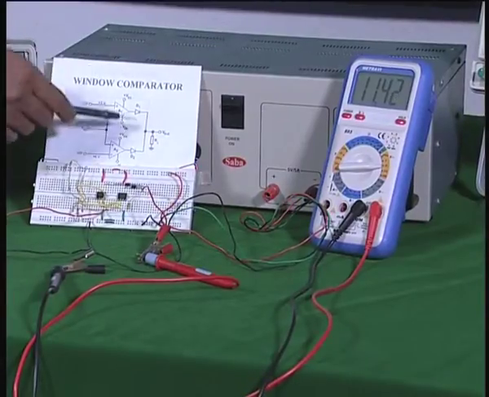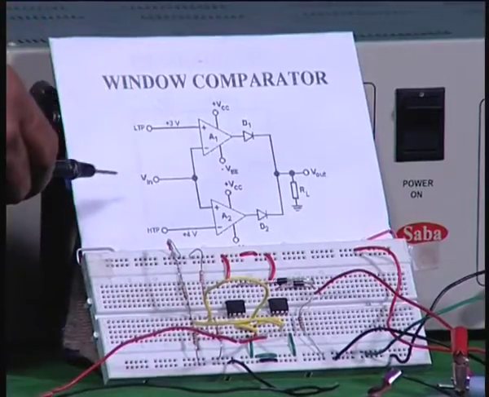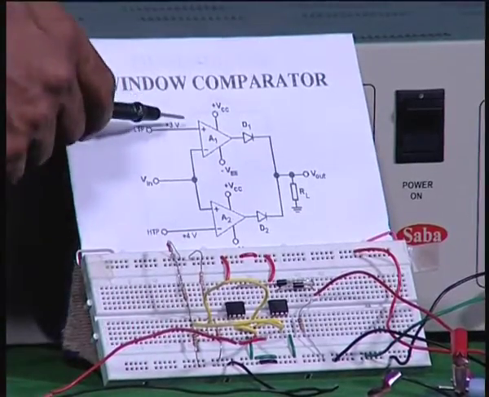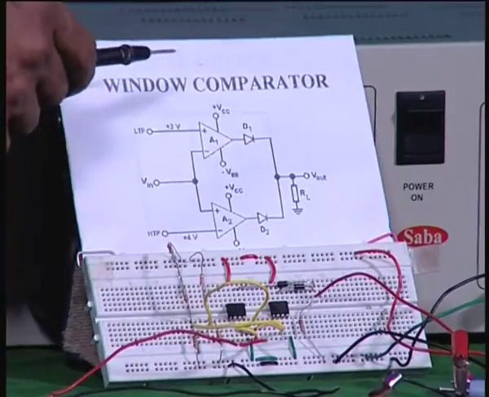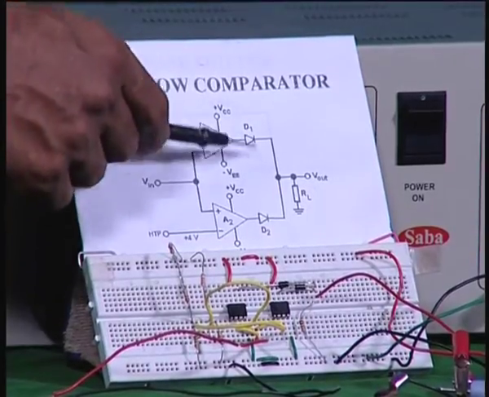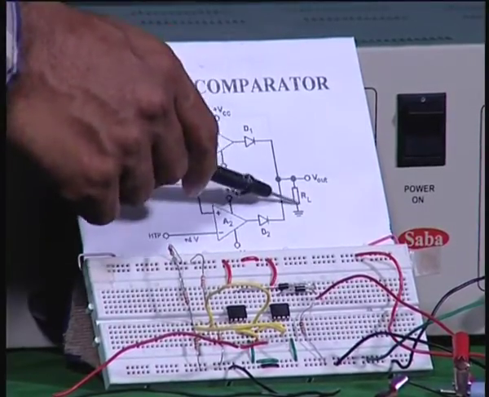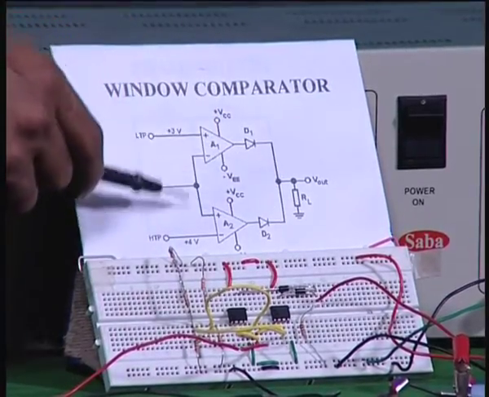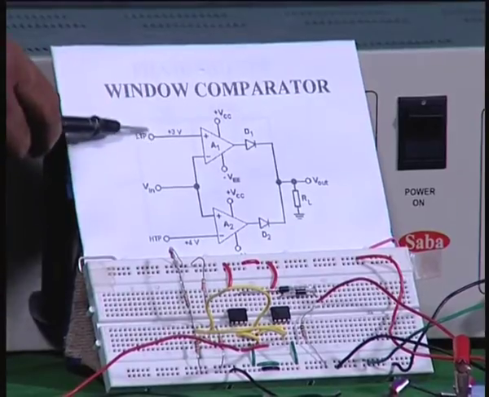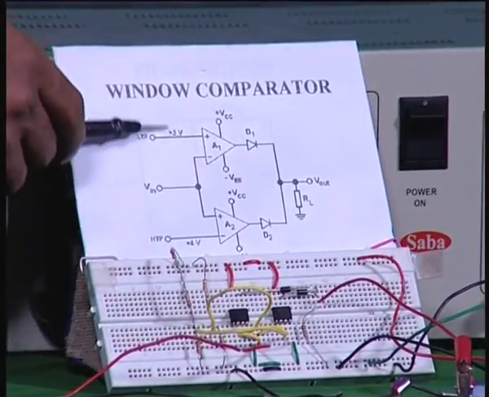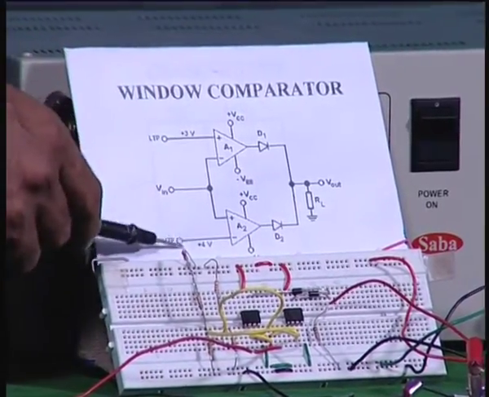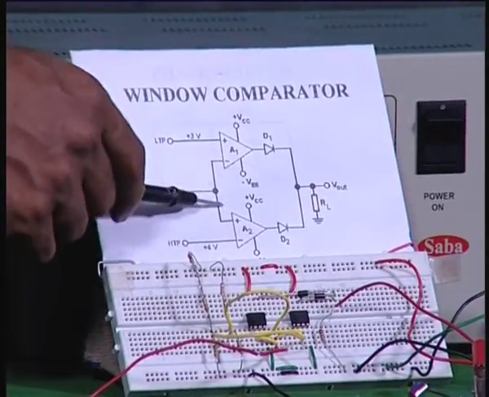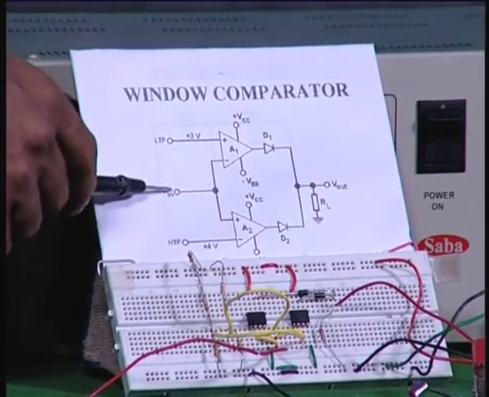You see this is the same circuit which we discussed in the first instance. You have two op amps, normal op amps like the 741, you have the two diodes at the output, they are connected together and connected through a load resistor to the ground, and the two inputs you have the LTP and the UTP, here again approximately close to 3 volts and 4 volts, and the other two inputs are connected together. This is the V input.